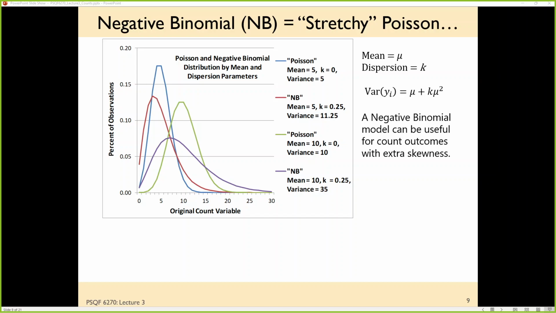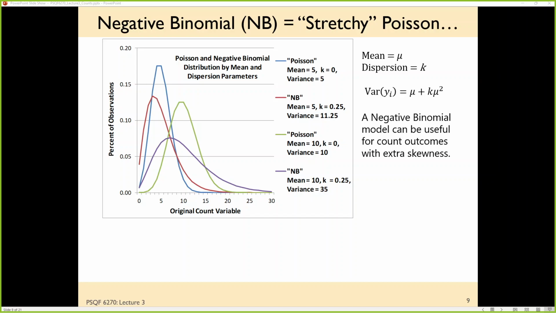The blue one is straight Poisson, in which the stretchy factor is set to 0. So this is what Poisson looks like. The red one is called negative binomial, and it has a stretchy factor of 0.25, which when you throw it into the formula here, means the expected variance is 11.25, not 5. So that creates this red line here that has a little bit more skewness. Same thing with green versus purple. Green is straight Poisson with a mean of 10, no stretchy. Purple is negative binomial with a mean of 10 and a little bit of stretchy, and it makes it skewed like that. So this purple line is very common for count data.